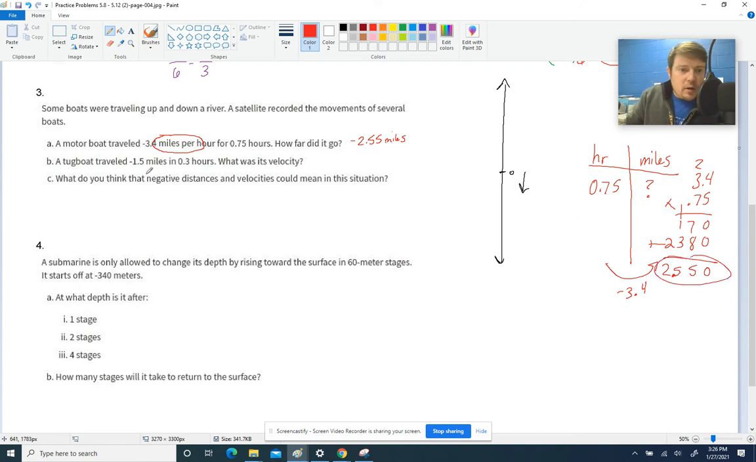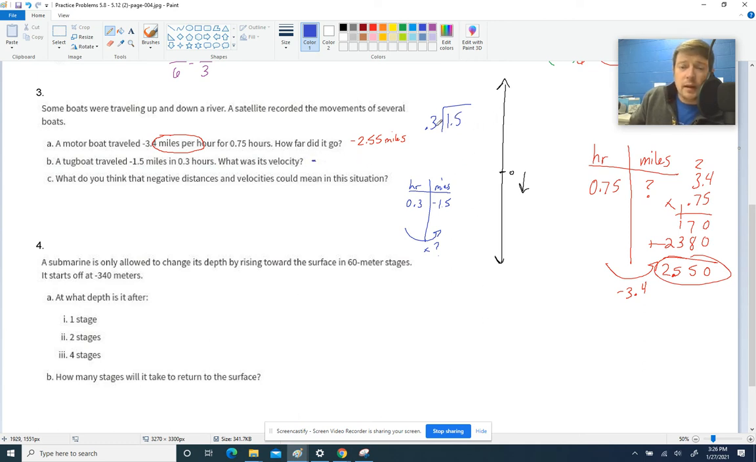We got a tugboat that traveled negative 1.5 miles in 0.3 hours. This one wants to know its velocity, so let's make a quick little table for it. Here's the hours, here's the miles, and the hours are 0.3, and the miles are negative 1.5. This one actually wants to know what speed it was, what was the constant of proportionality. So you just needed to divide negative 1.5 by positive 0.3. Negative divided by positive is going to be a negative velocity, so it's going down the river.